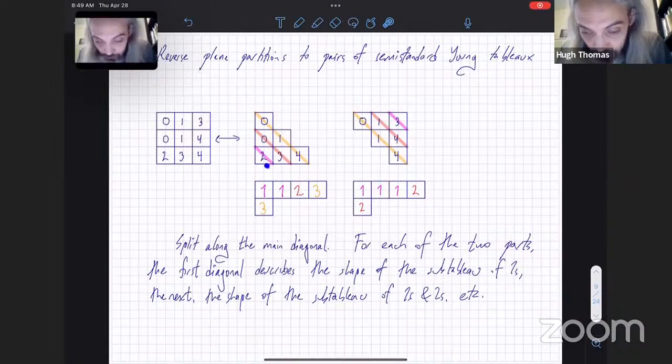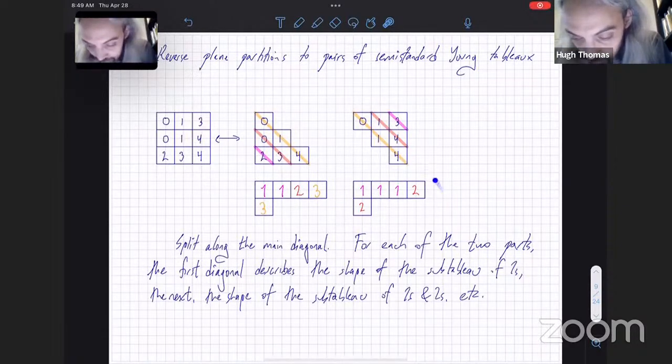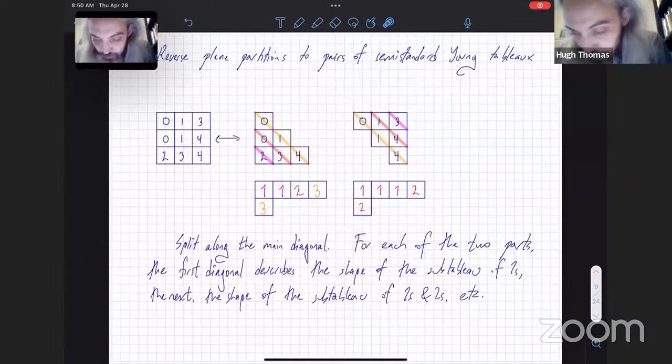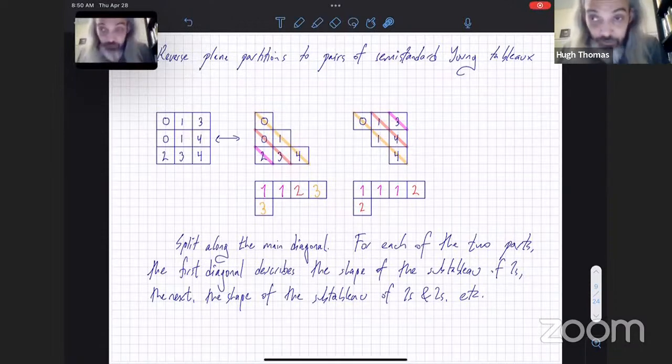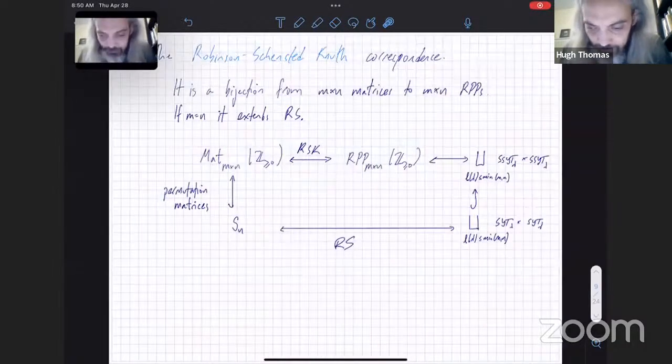So we do this with this, and with the other half, we just do exactly the same thing. In this case, there don't turn out to be any threes because the shape of the 3, 2, and 1 tableau is the same as the shape of the 2 and 1 tableau. And notice that the two tableaux wind up being the same shape because the outer shape, the total shape, is given by the main diagonal, which is shared between the two. Okay.